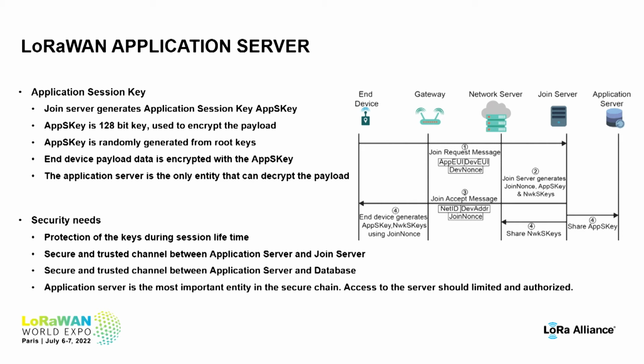When dealing with the application server, there are some security needs that we need to keep in mind. The first one is, after retrieving the key from the join server, we need to make sure how we store the key. We need to make sure that all communication with the external server is done in a secure and authenticated way. The application server is the only entity that is able to access unencrypted payloads from the end device. This puts it at a high level in the security chain, so we need to take security very seriously on the application server.